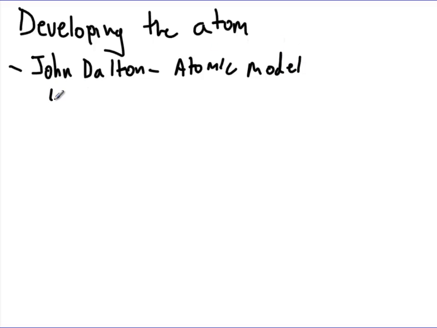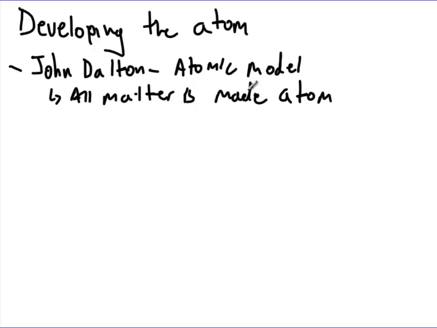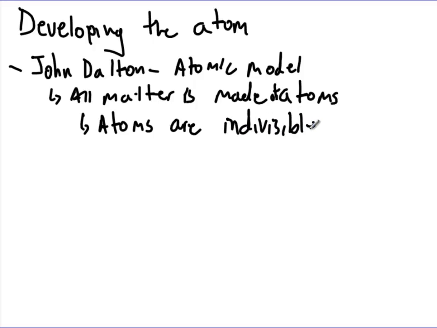Okay, and so what John Dalton said is, all matter is made of atoms. Okay, and atom really means uncuttable. So these are the smallest little parts. All matter is made of atoms, and atoms are indivisible. It's as small as we can get. There is nothing smaller than an atom, according to John Dalton's model. Atoms are the smallest we can get, and all matter is made of atoms.